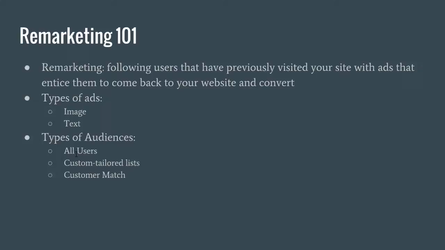So there's two types of ads that we can create with remarketing. One is an image ad, which we'll be talking mostly about today. The other side of it is you can also add text ads to any given campaign that you can use for remarketing.